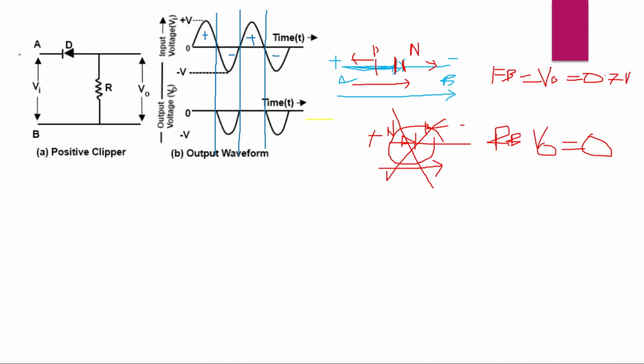When my positive half cycle passes through the diode, at this stage the A terminal is positive and the B terminal is negative. It means this is my wave that is going, positive and negative.